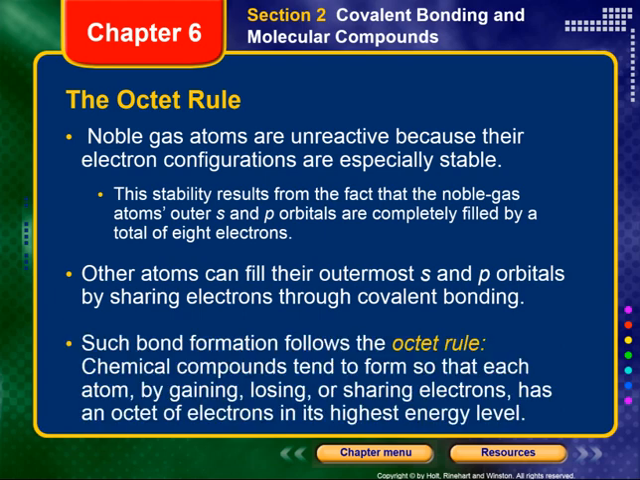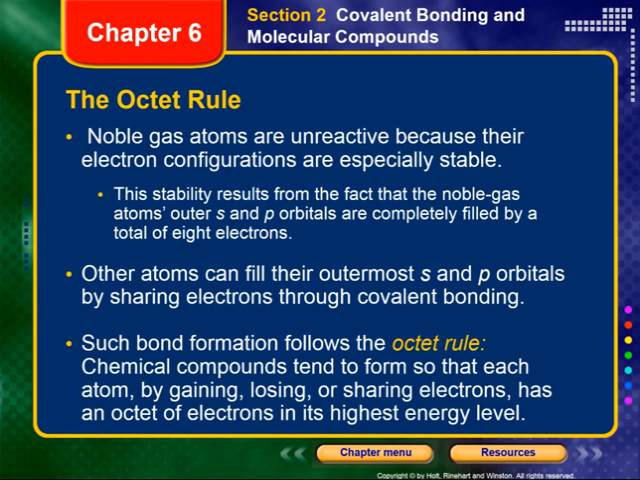Let's quickly remind ourselves of the Octet Rule. Noble gas atoms are unreactive because their electron configurations are especially stable. This stability results from the fact that the noble gas atoms' outer s and p orbitals are completely filled by a total of 8 electrons. Other atoms can fill their outermost s and p orbitals by sharing electrons through covalent bonding. That's what we're doing in this section. We're talking about covalent bonding, and covalent bonding is a strategy to satisfy the Octet Rule, gain a noble gas electron configuration, and achieve the lowest energy configuration possible. Sharing electrons is simply one of those strategies.